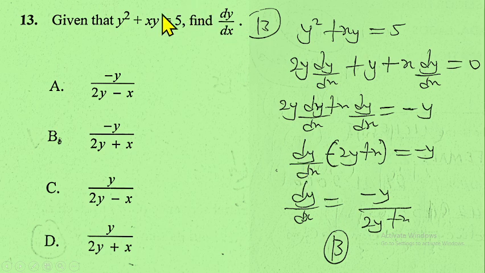So we have been able to differentiate this implicit function. Then, if you look at the options provided for us, option B is the correct option for question number 13.